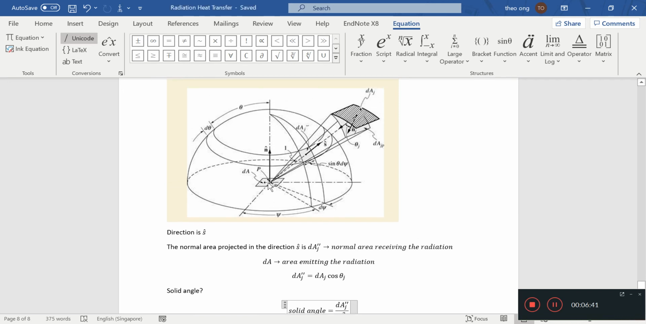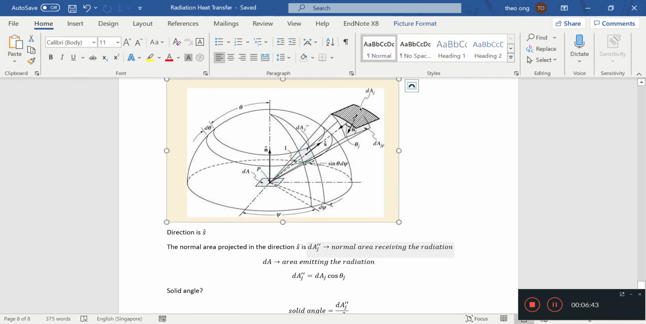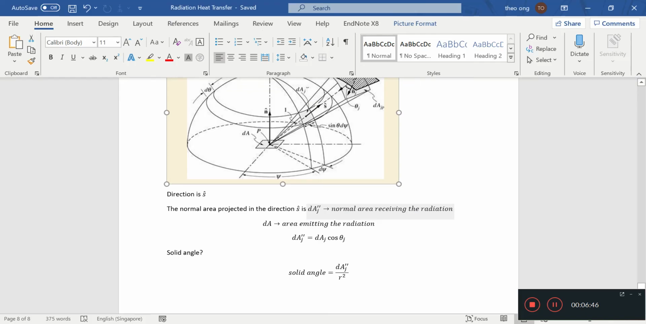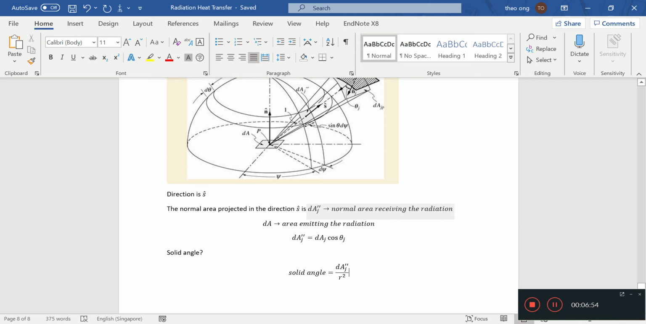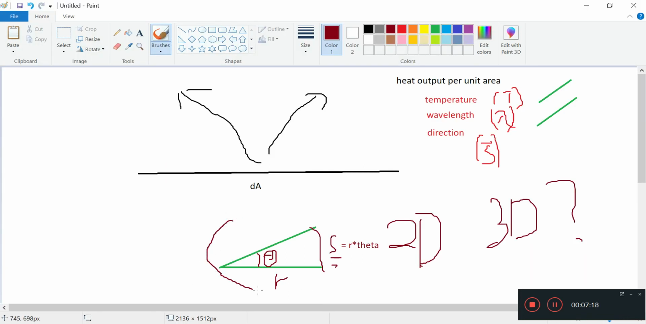So let's say r is the distance from the center to wherever you are putting your area, just like this. The solid angle is the relation between this normal area dAj double prime over r squared. Or if you want to put the actual area and this cosine theta, you can also do it like this. It's basically the same meaning. So the solid angle is like the 3D version of this picture that you see here.